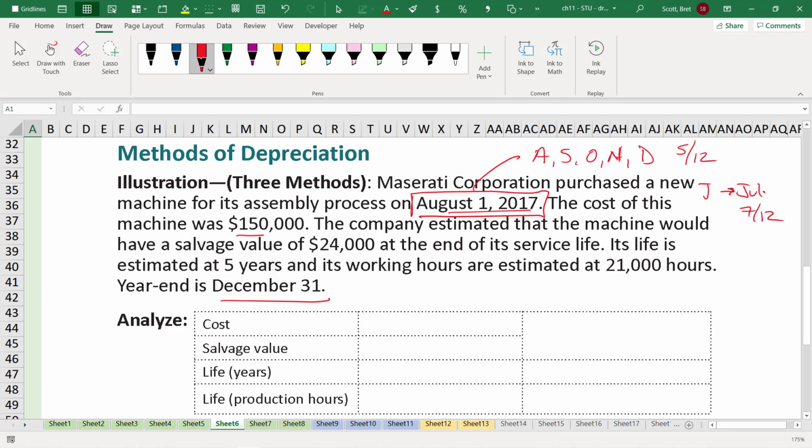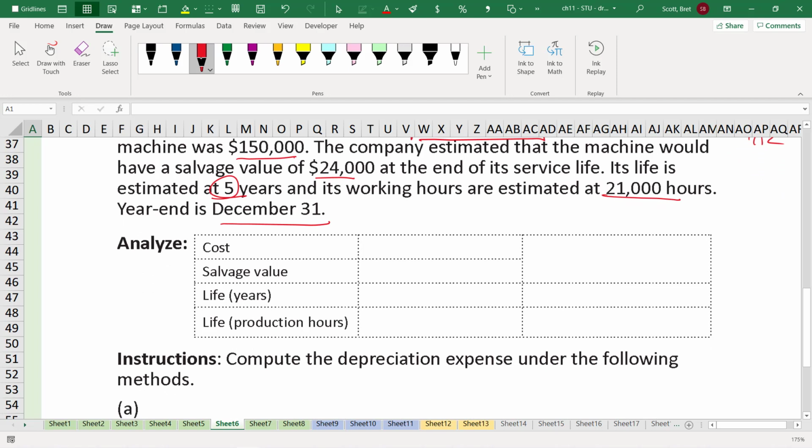The cost of the machine was $150,000. The company estimated the machine would have a salvage value of $24,000 at the end of its service life. Its life is estimated at 5 years, or number of working hours, 21,000. So part of your analysis is to break out these numbers in a way that makes sense to you. We get a $150,000 cost. There's a $24,000 salvage value. 5 years useful life, or 21,000 hours.